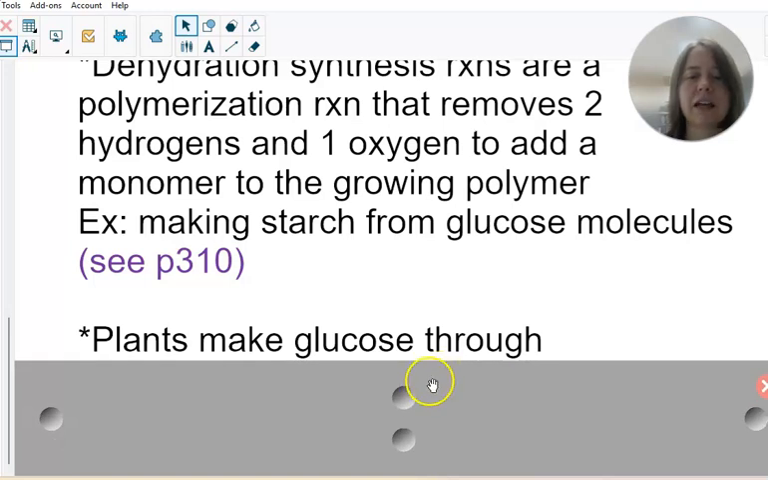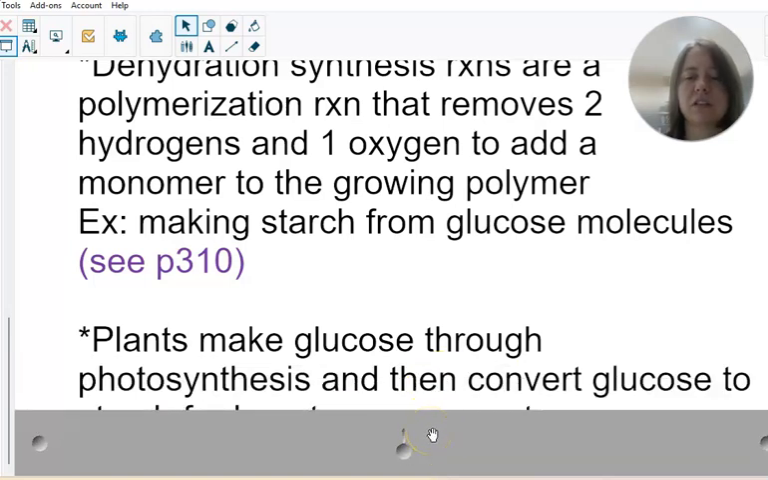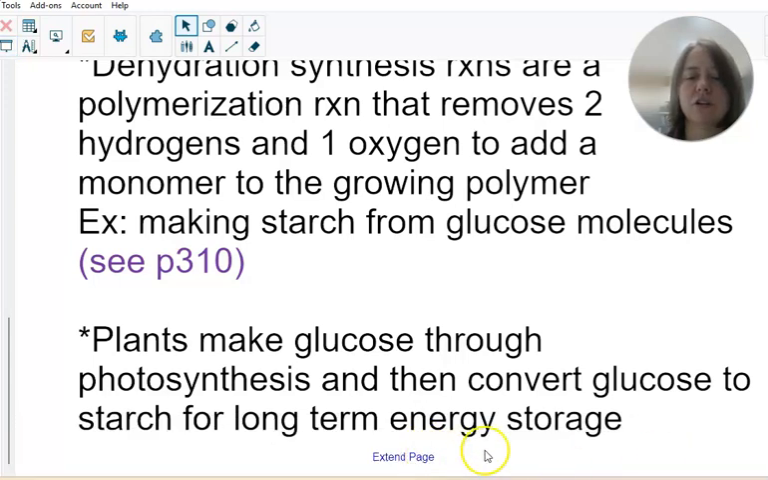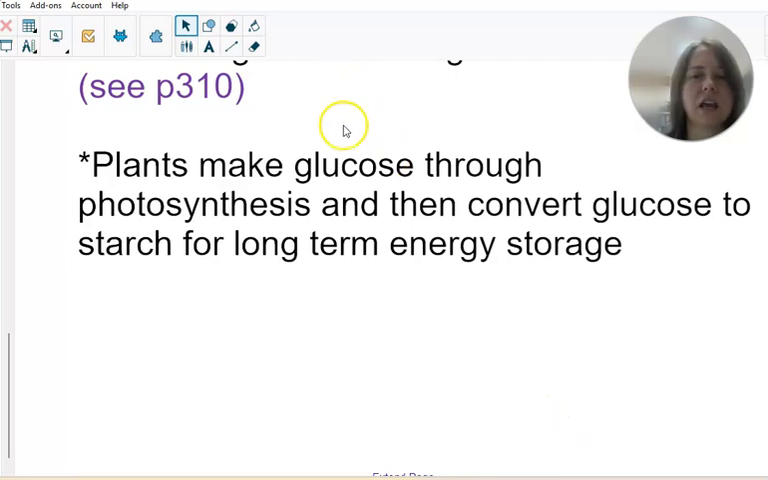Plants make glucose through photosynthesis and then convert glucose to starch for long-term energy storage. So we know that photosynthesis is a chemical reaction that uses carbon dioxide and water to make glucose, and then they do a dehydration synthesis polymerization reaction to make starch, and that's how they store energy and make the plant itself grow.